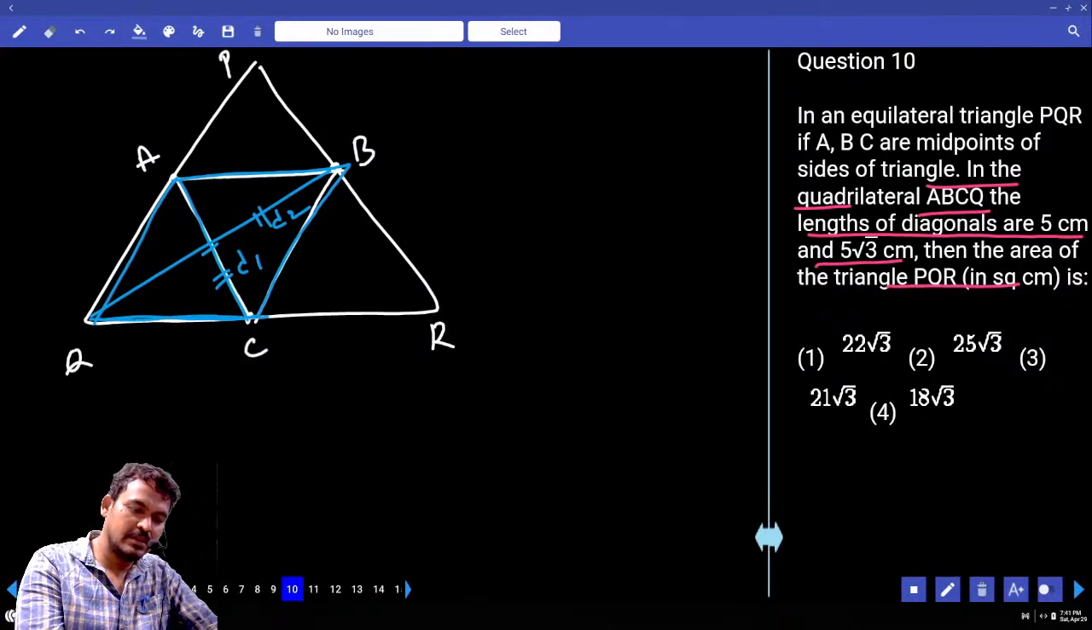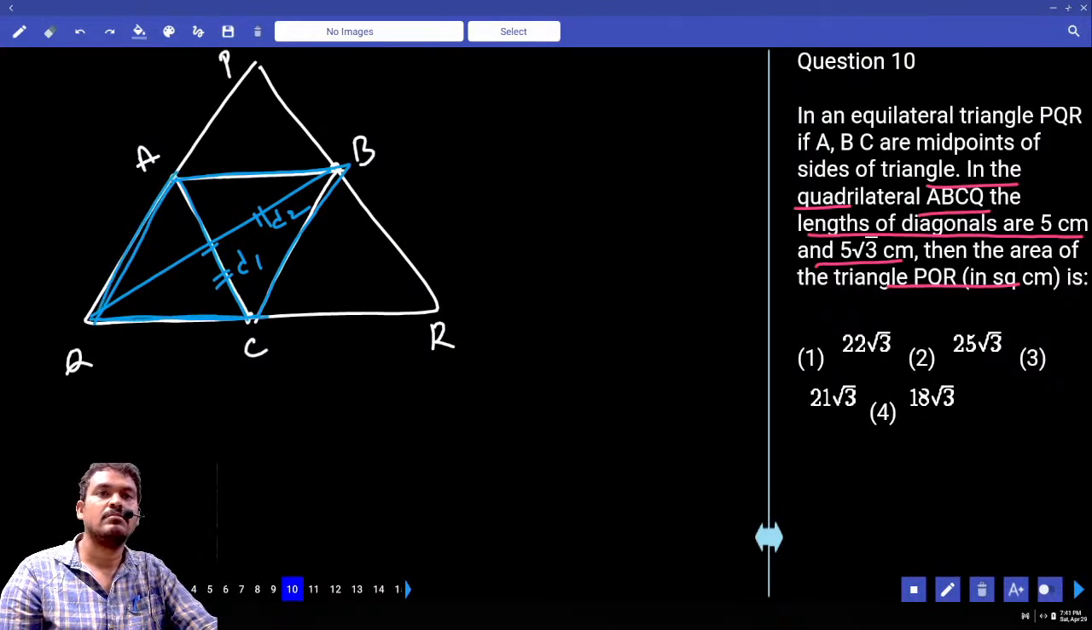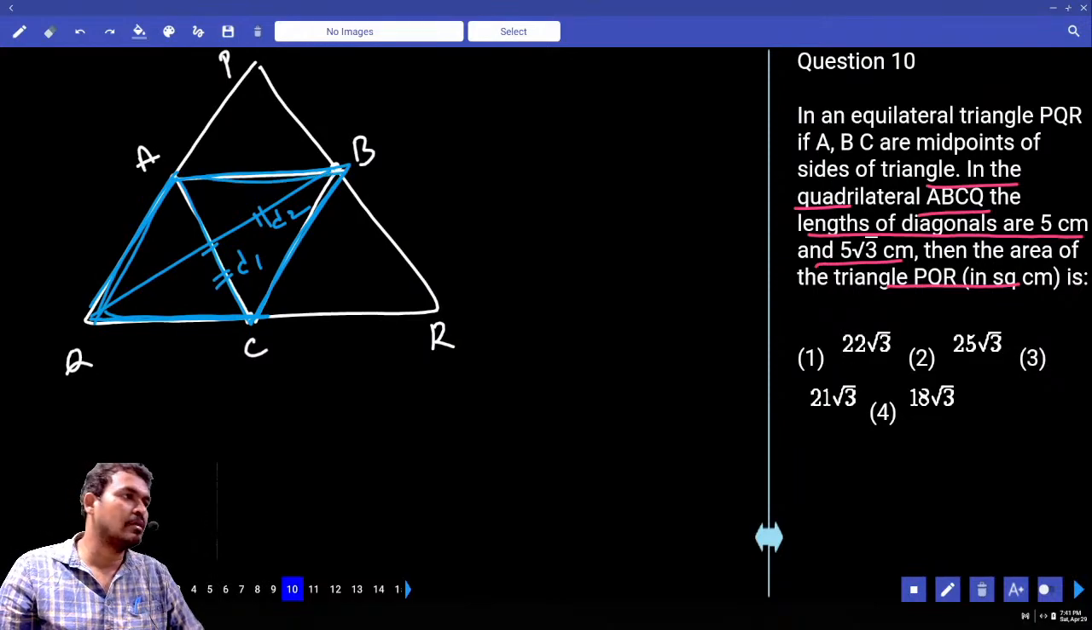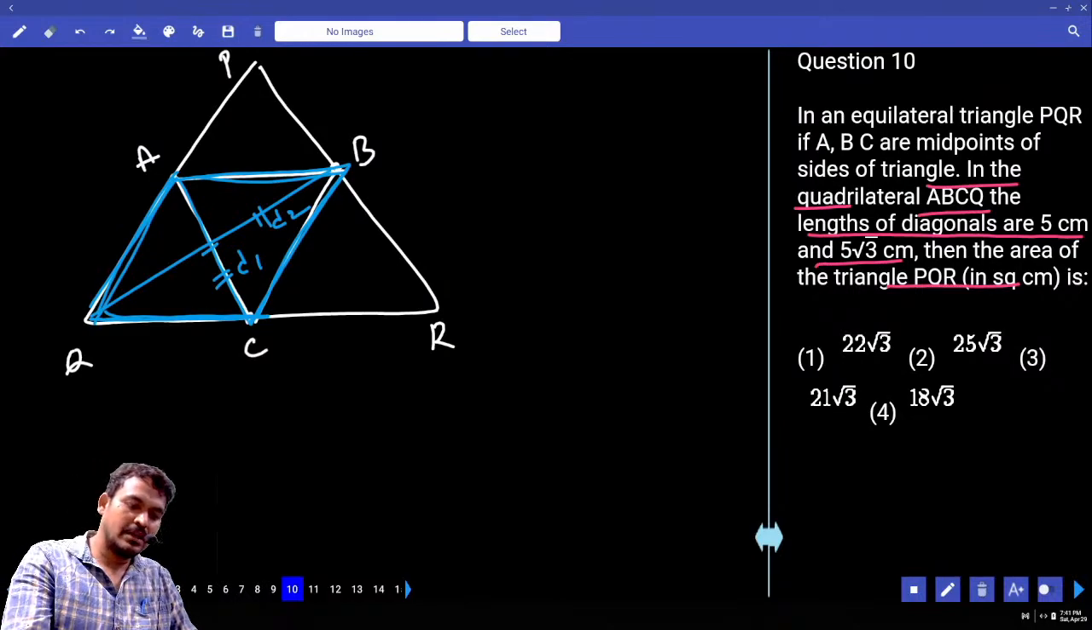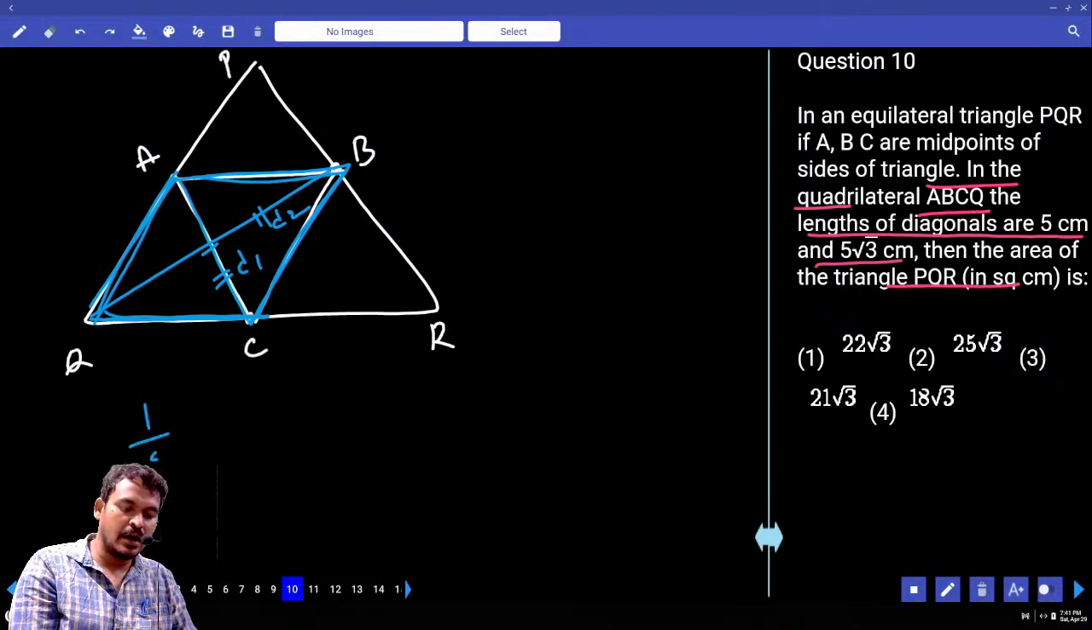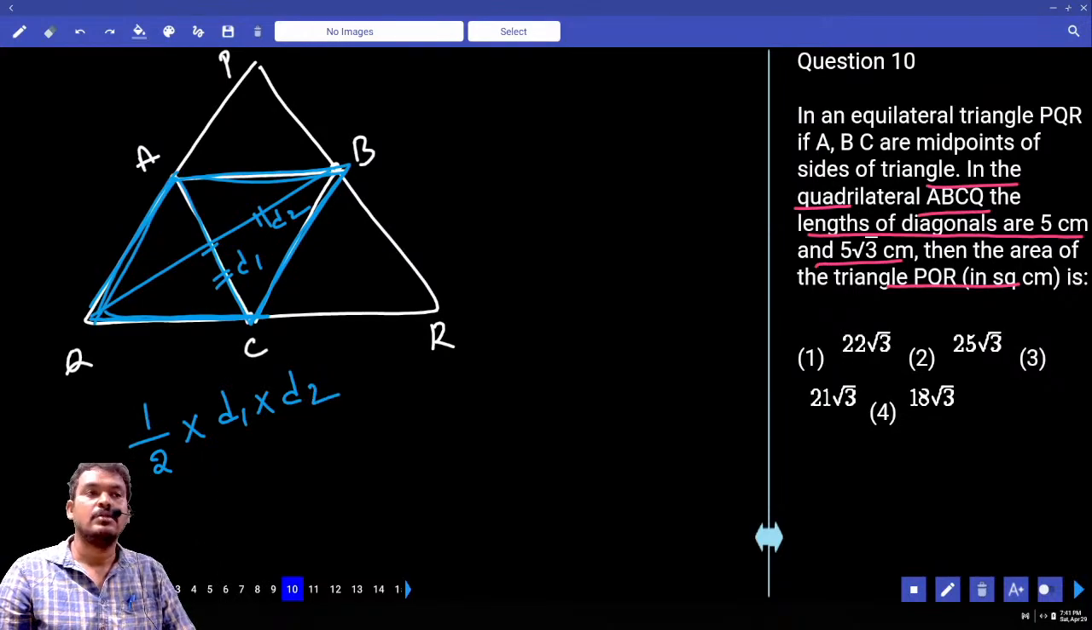This side is equal, this side is equal or not? Because exactly midpoint means the total side is cut into equal parts. These sides are equal, this side is equal, means these two sides are also equal or not? It is a rhombus or not? But diagonals are different or not? One is A to C, another one B to Q. For the area, half into D1 into D2.